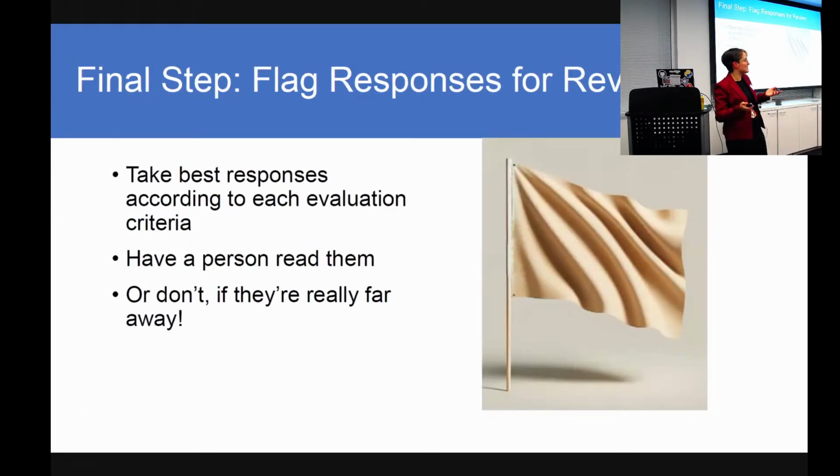Okay, and then our final step is we need to flag some responses for review. We can either think of that as the best responses according to each evaluation criteria you want somebody to read, or you can just say, if all we're getting is 3s on all of this, then this isn't very good and we don't need a person to read it.